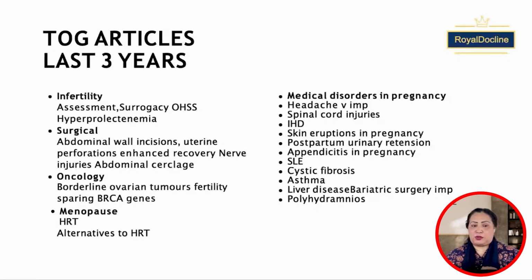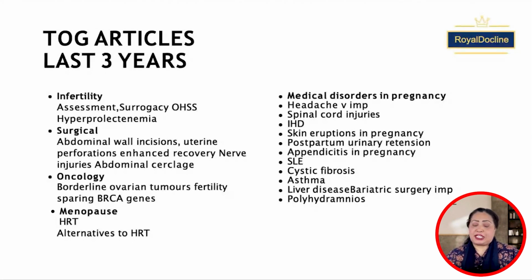Then comes oncology. College loves the borderline ovarian tumors. It comes in your OSCE, it comes in your exam, it comes everywhere. So please go through the borderline ovarian tumors from the TOG. Fertility sparing surgeries, as well as the BRCA genes. So these are the important articles from the oncology point of view.